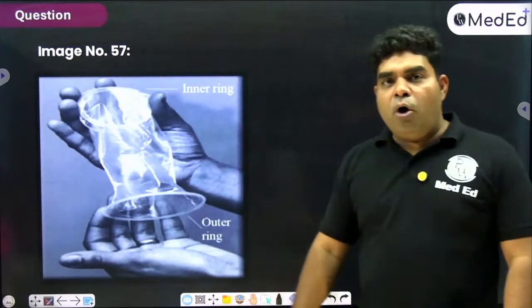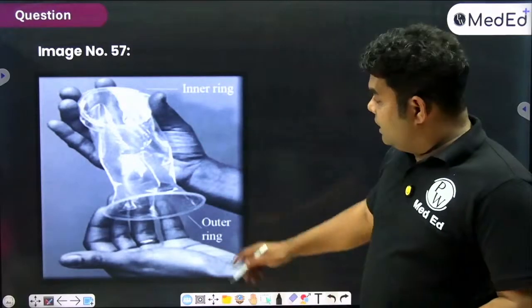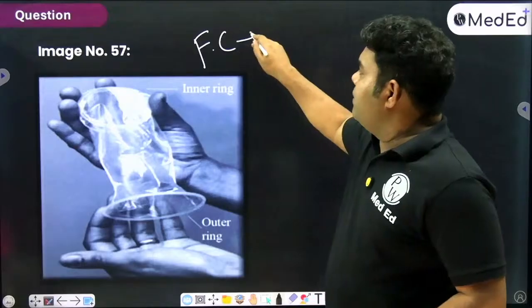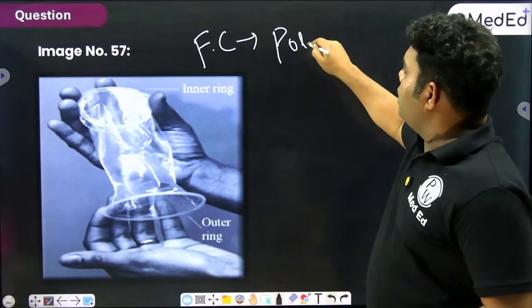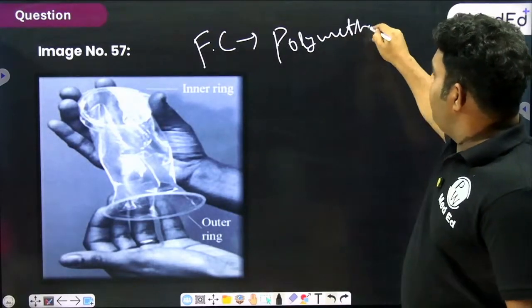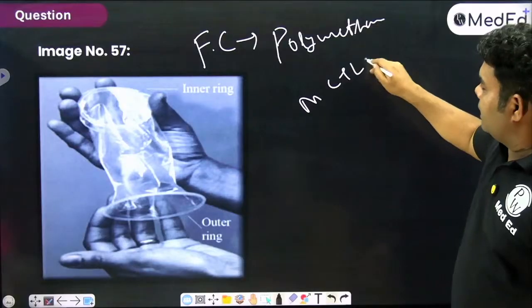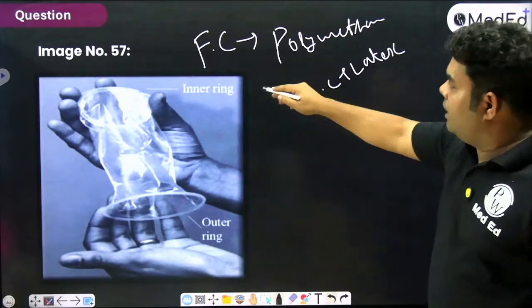This is condom, female condom or male condom? Female condom, because it has two rings. Female condom is made up of polyurethane. Male condom is made up of latex. Which one has higher failure rate?